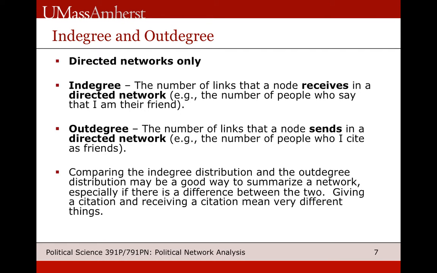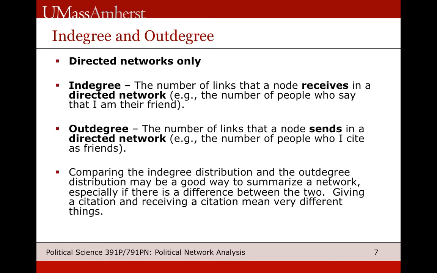Now, in thinking about Twitter and the idea of being followed or following brings us back to the idea that some networks, in fact, are directed, and therefore we can distinguish between in degree, or the number of people who say that I am their friend, from out degree, or the number of people who I say are my friends. So again, back to Twitter, in degree would be the number of people following me, and out degree would be the number of people that I am following on Twitter.